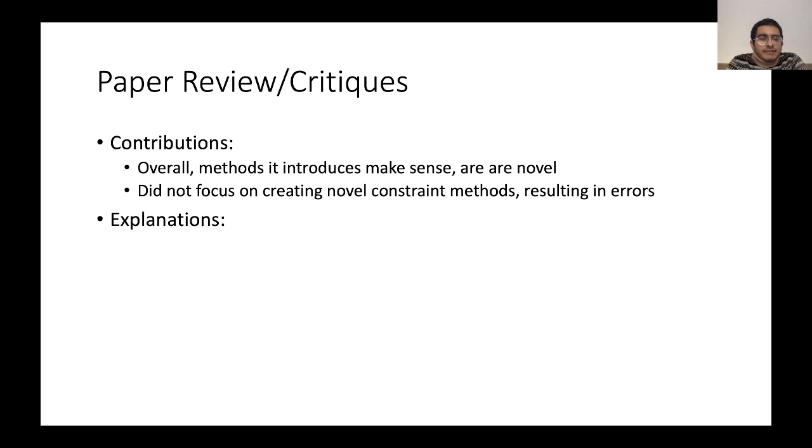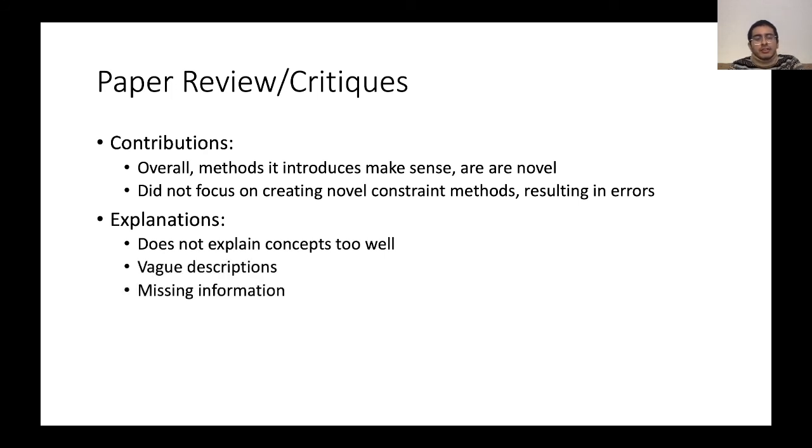However, I found lots of issues with the way the paper explained things. For example, it did not explain concepts too well. It could just be because of my inexperience with reading papers, but I found a lot of stuff pretty confusing, such as vague descriptions or missing information. If you recall, when I was talking about the centroid weights, I mentioned that I had to make an assumption about what those weights meant, because the paper never really mentioned it at all.